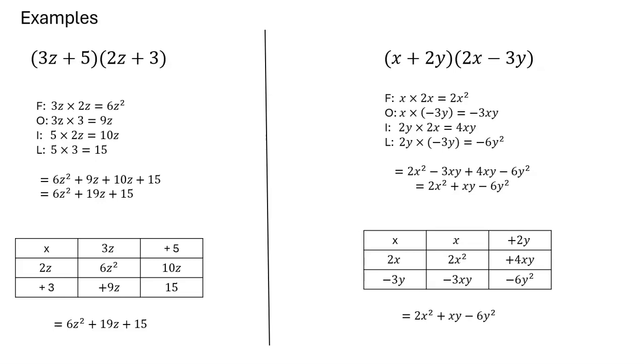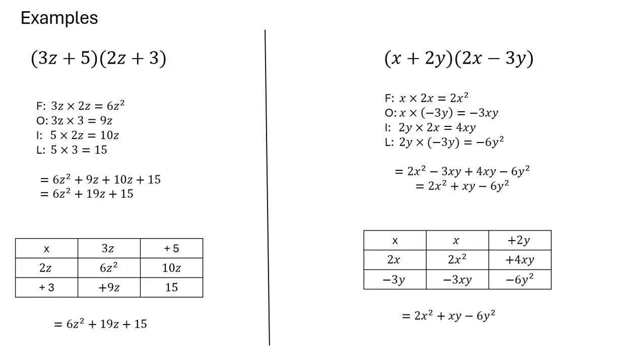Next two examples, the first one was involving the z, so 3z plus 5, 2z plus 3. Just because I've changed the variable name doesn't mean I changed the technique. Still works, so FOIL is still first, outer, inner, last. 3z times 2z, 6z squared. 3z times 3, 9z. 5 times 2z is 10z, 5 times 3 is 15, and it expands and gives me that simplified version, and it's the same in the table there. Rows and columns multiply together, and it gives me each of the elements one after the other, and ultimately the same overall solution for my final answer.